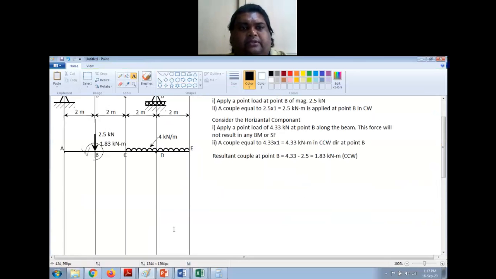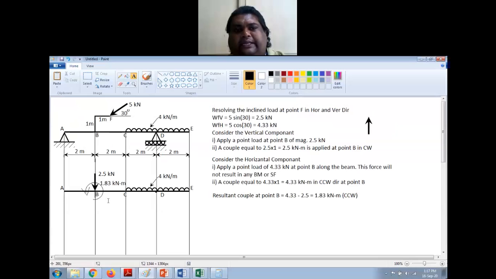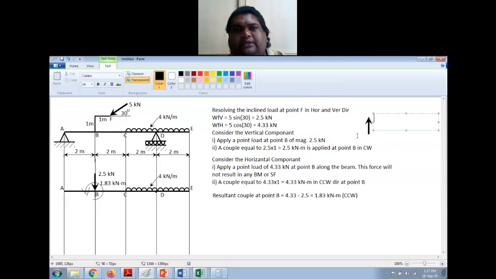Right? There is also a horizontal force. If you want, you can show that at this particular point, but that is not going to result in anything in your BMD or SFD. So that is why I'm not showing that. It is not required as such.